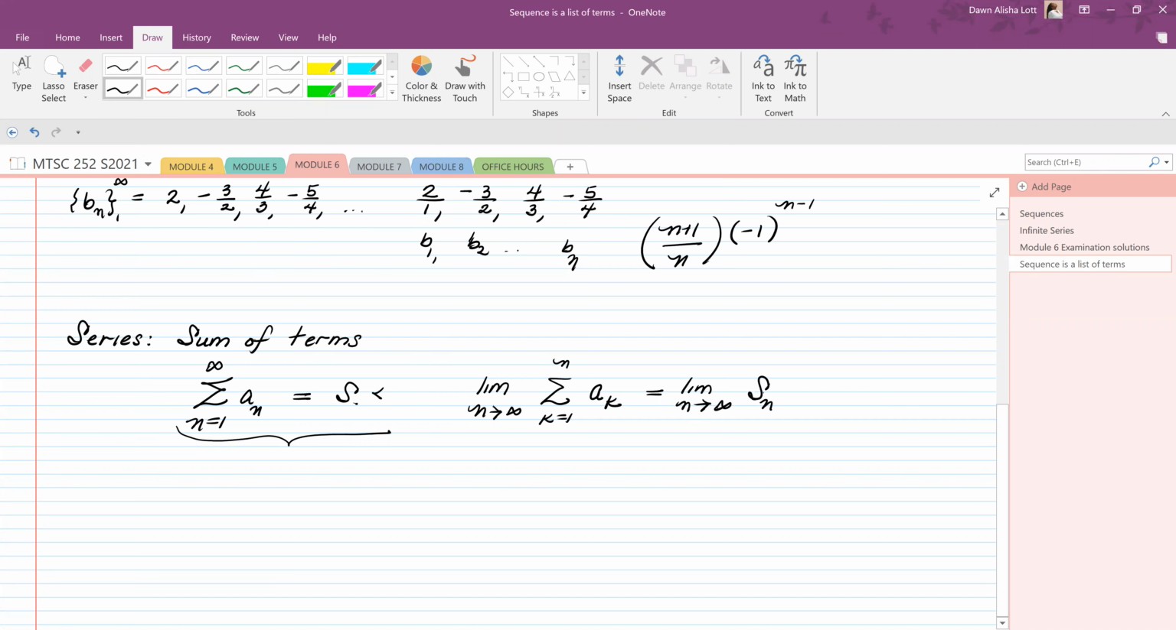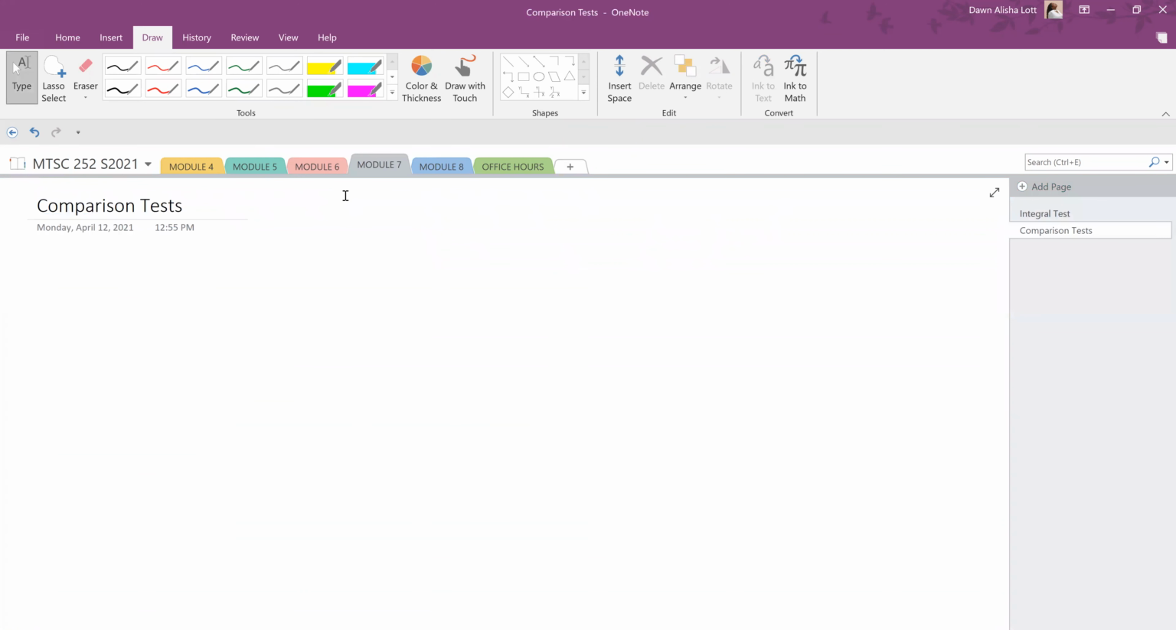So again, I can go over some of the limits of series and sequences during office hours. What I do want to get to now in module 7 are the comparison tests. So let's review for a moment.